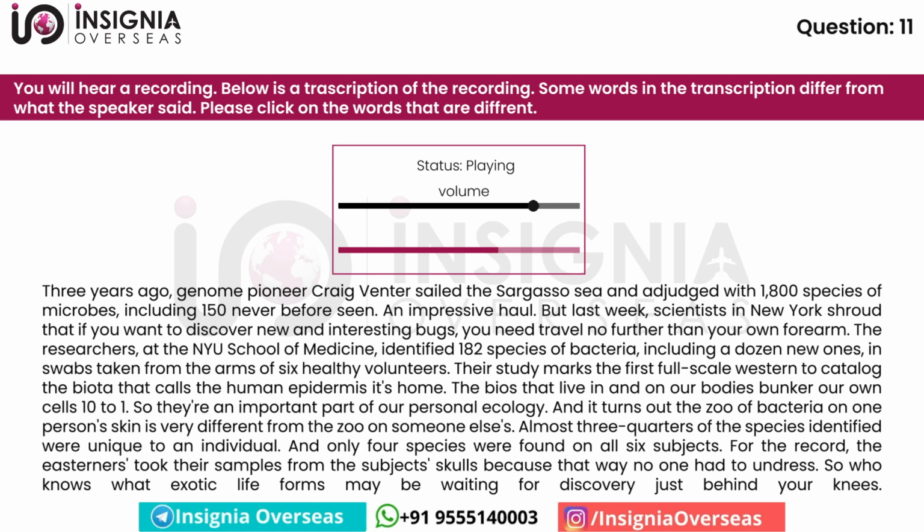And it turns out the zoo of bacteria on one person's skin is very different from the zoo on someone else's. Almost 3/4 of the species identified were unique to an individual. And only 4 species were found on all 6 subjects. For the record, the researchers took their samples from the subjects' forearms because that way no one had to undress. So who knows what exotic life forms may be waiting for discovery just behind your knees?